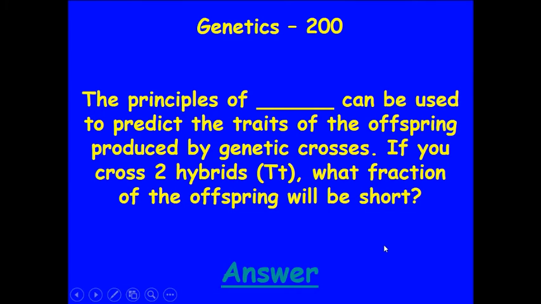The principles of blank can be used to predict the traits of the offspring produced by genetic crosses. If you cross two hybrids, big T, little t, what fraction of the offspring will be short? We just talked about this.